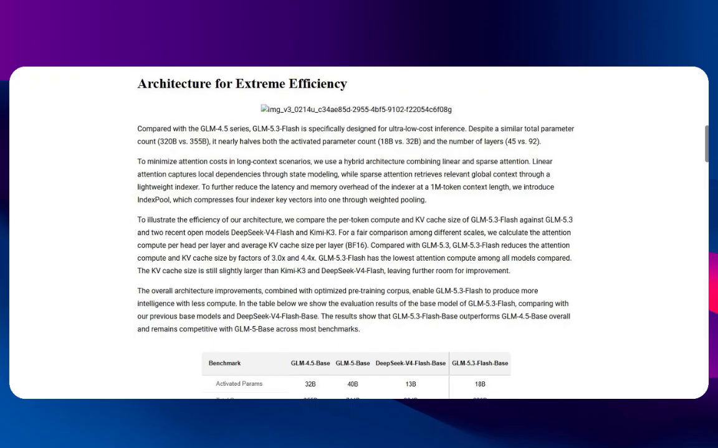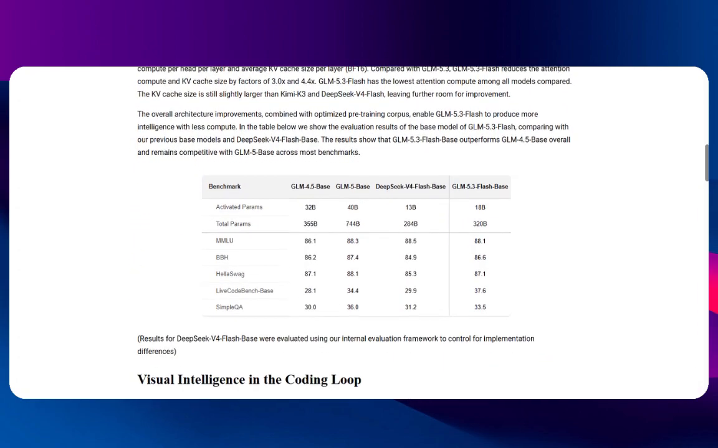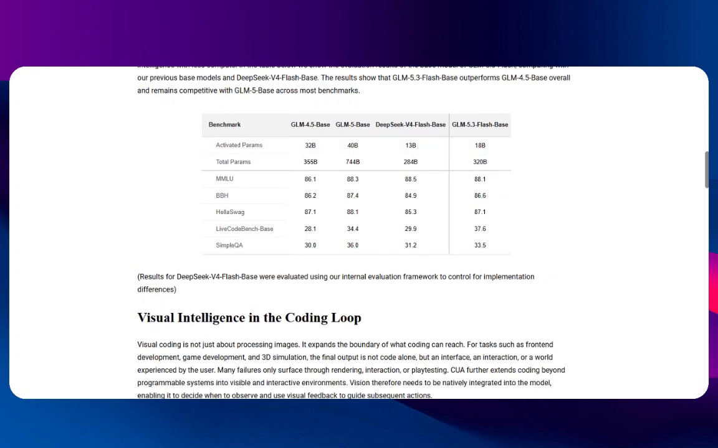Instead, GLM 5.3 Flash uses a mixture of experts approach, where the model can activate the experts it needs for a particular task. So you get the capacity of a 320 billion parameter model while only activating roughly 18 billion parameters at a time. That's the basic idea behind Flash. Frontier-level capability without frontier-level inference costs.